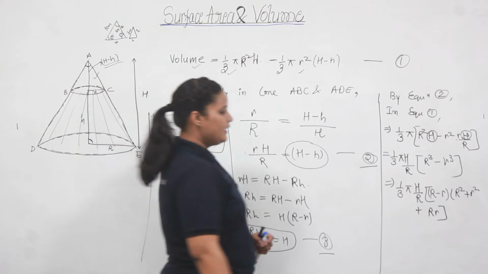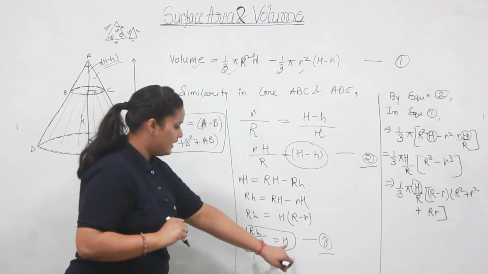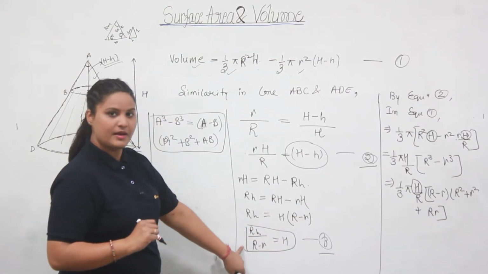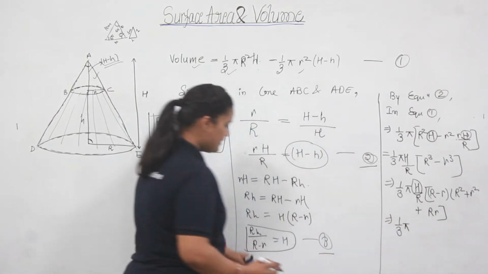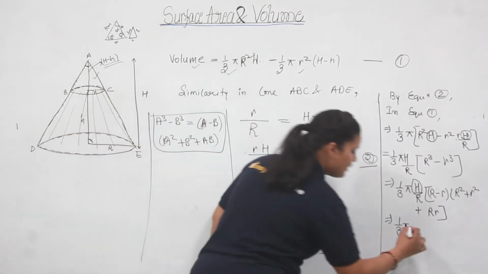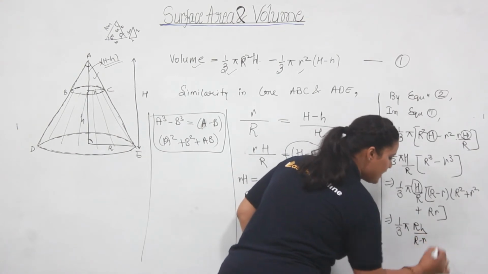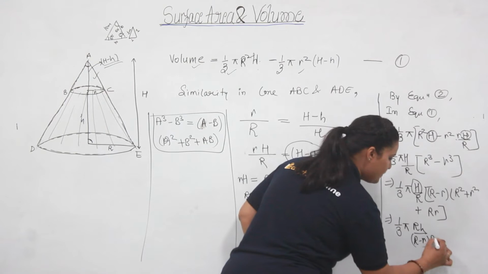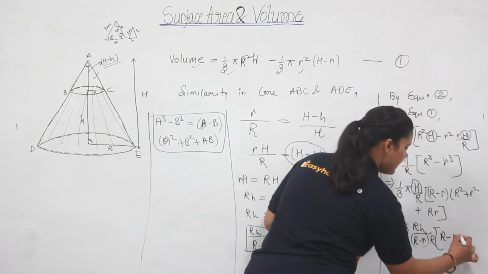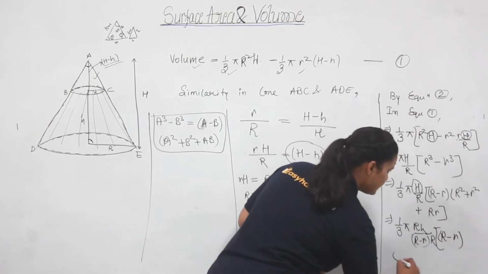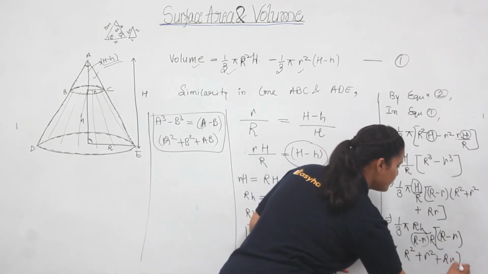Clear? Now I also have the value of capital H here. Value of capital H is Rh upon R minus r. So I will put the value: 1 by 3 pi h is equal to Rh upon R, small h upon R minus r, and here capital R. Clear? Now it is R minus r, in another bracket it is R square plus r square plus Rr.